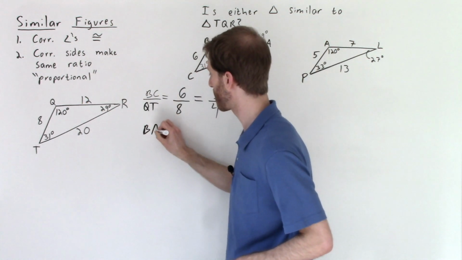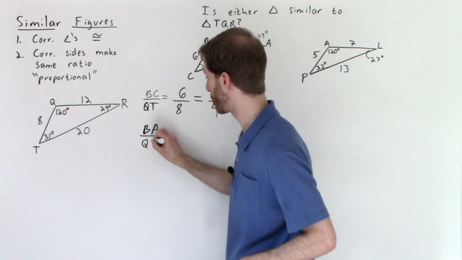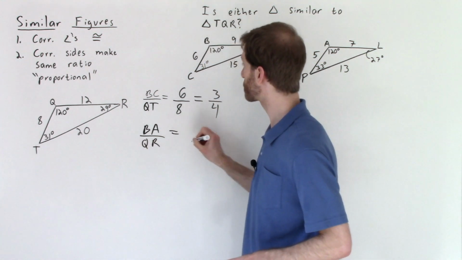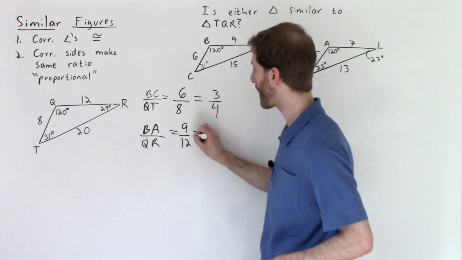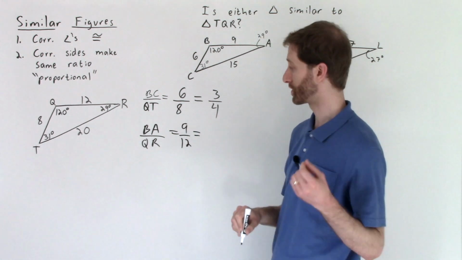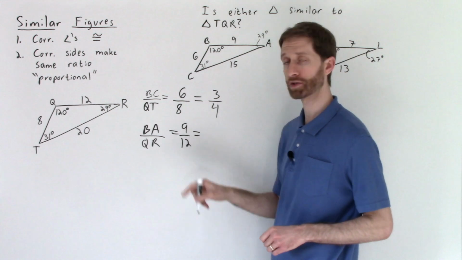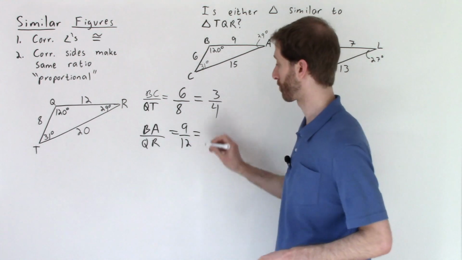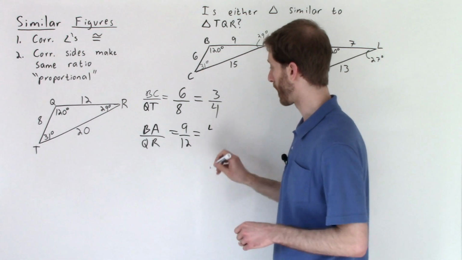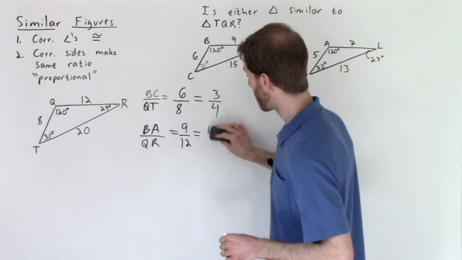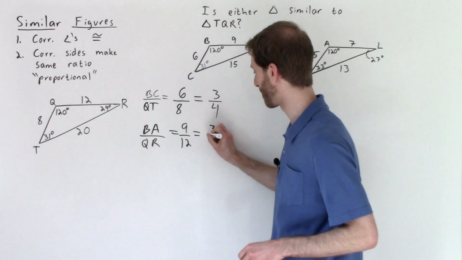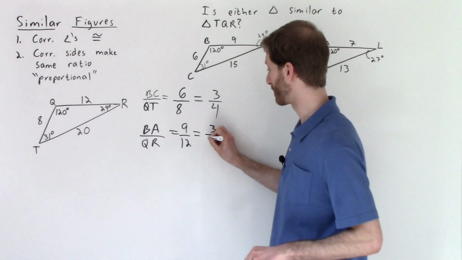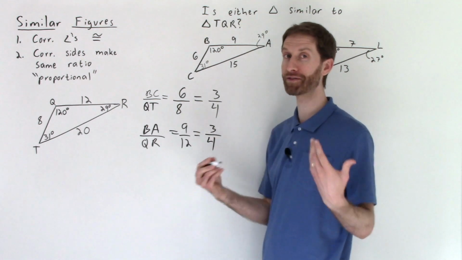So BA over QR. Those lengths are going to be 9 to 12. And we'll simplify that again. So we'll reduce it to its simplest form, divide the numerator and denominator by the GCF, which is 3. 9 divided by 3 is 3. Okay, so we get 3 over 12 divided by 3 is 4. So far we have the same ratio.